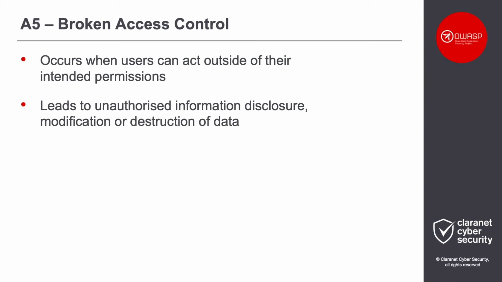So what is broken access control? Well, this type of vulnerability occurs when a user can act outside of their intended permissions. Examples of this are accessing other site users' confidential information, elevating their current privileges, for example, acting as an admin while being logged in as a regular user, or bypassing access control checks. We will get into some examples a bit later. So what does broken access control lead to? Well, it leads to unauthorized information disclosure or the modification or destruction of data.